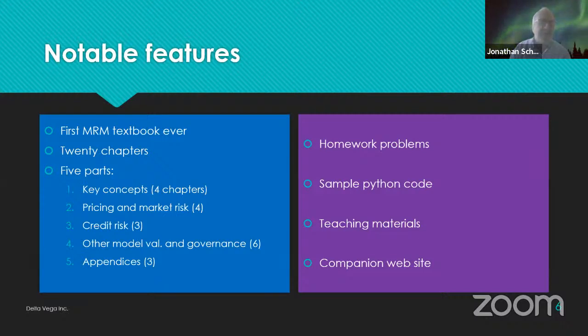There are 20 chapters of the book divided into these 5 areas on the left-hand side, about equally: key concepts, market risk, credit risk, and so on. I'll show you the actual table of contents later, and so it'll be in the slides if you want to page through that. As I said, there are homework problems, there's Python code. We have a grant from publisher Academic Press to produce teaching materials to simplify teaching, and there'll be a companion website which will have the homework problems, code, things like that, ancillary to the book.